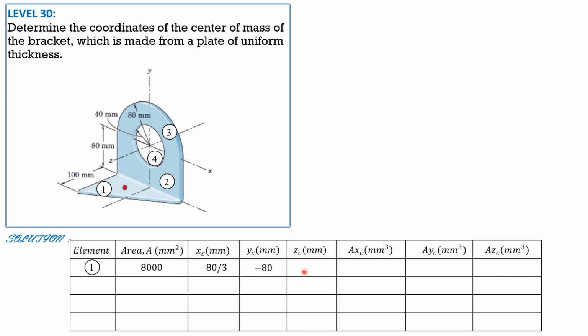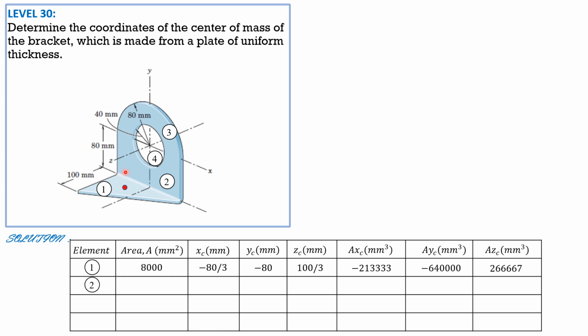Then z sub c is this distance here. It's positive 100 over 3 because that's a triangle. Then the product area times x sub c is negative 213,333, and area times y sub c, negative 8,000 times negative 80, negative 640,000. Then area z sub c is 266,667.